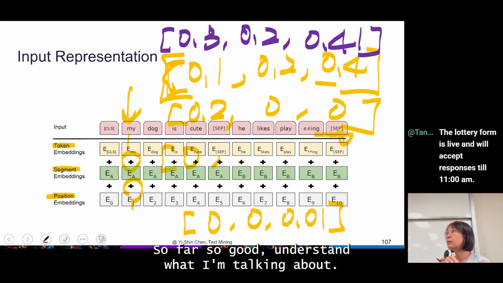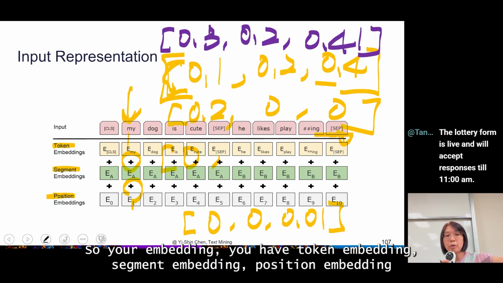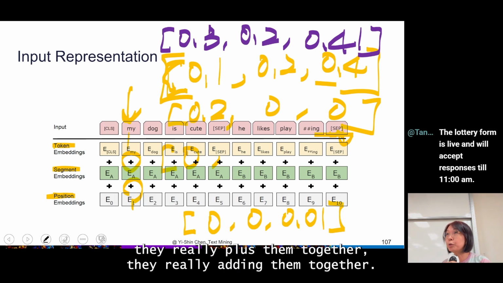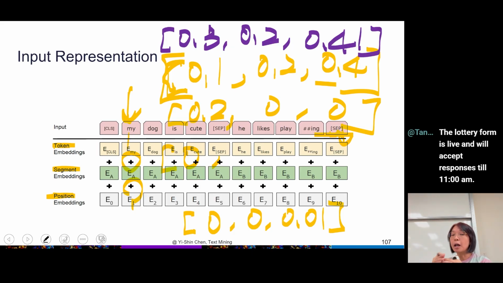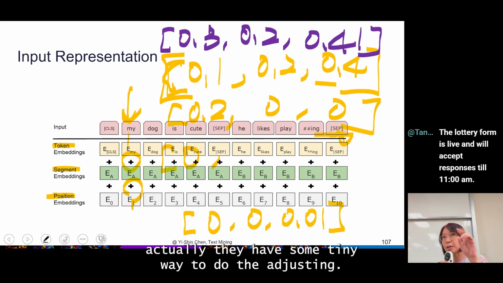Understand what we're talking about? So for your embedding, you have token embedding, segment embedding, and position embedding. You see the plus, they really add them together. But then how to set up the value? Actually, they have some tiny way to do the adjusting.